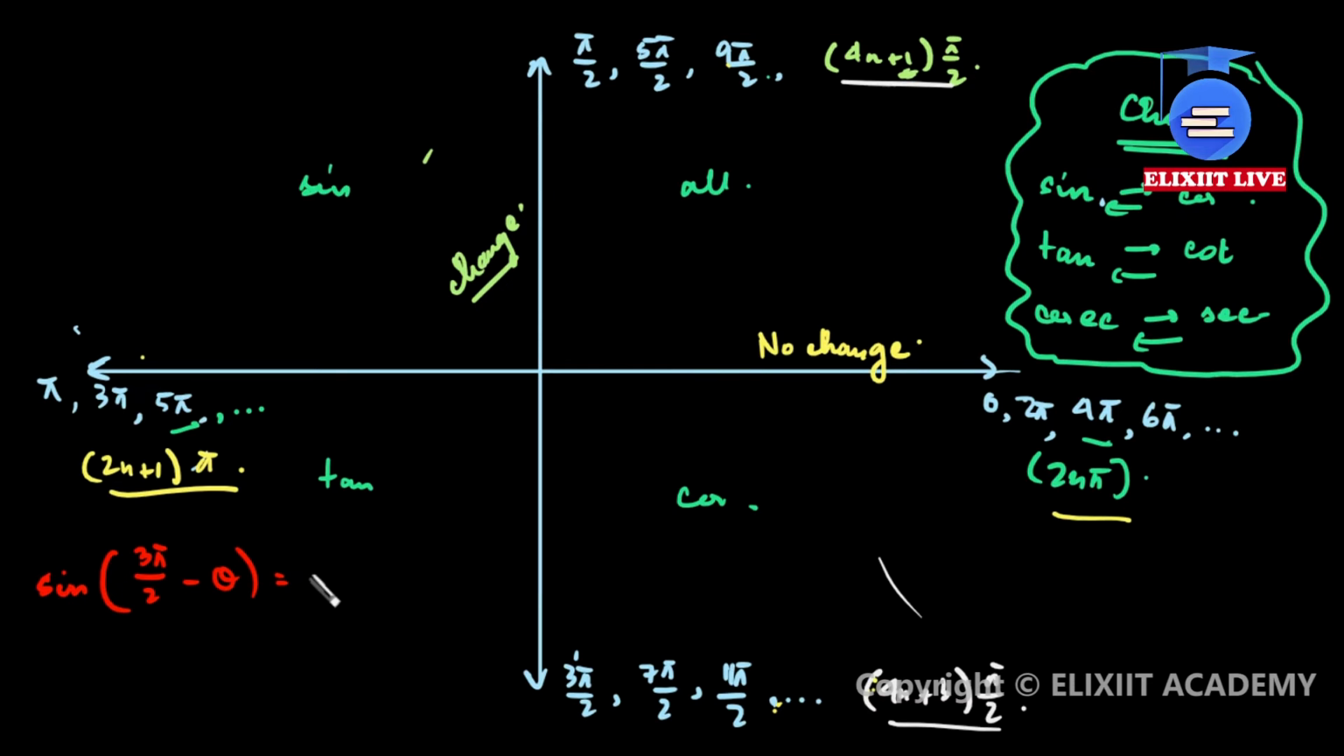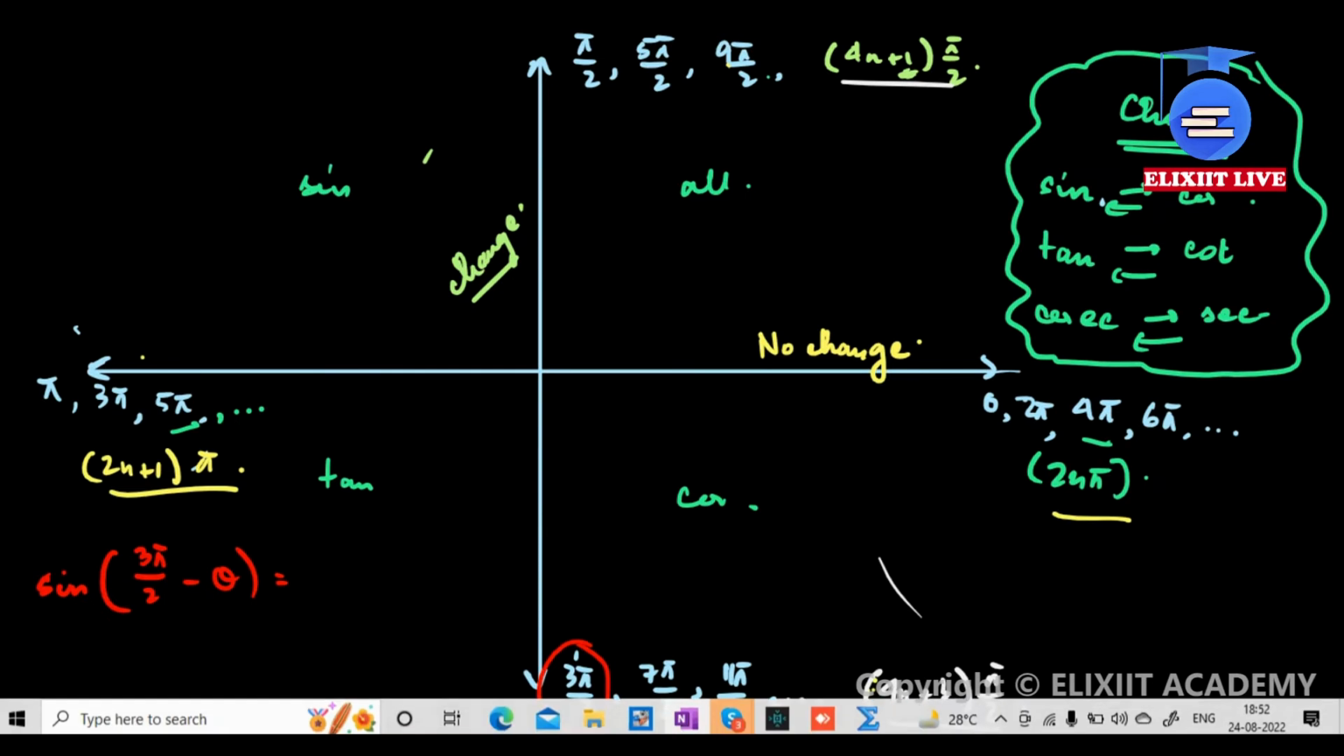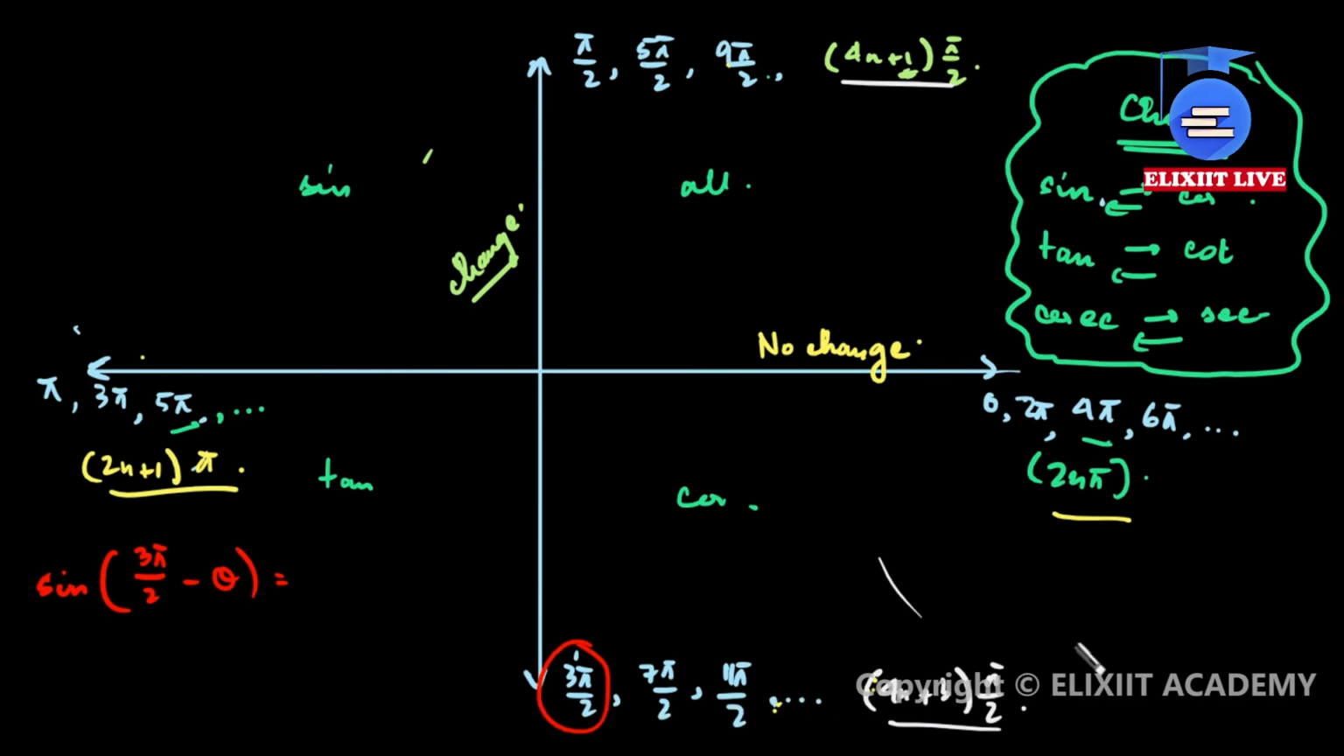First of all, you have 3 pi by 2. 3 pi by 2 is a simple angle; it will come over here on the y-axis. Basically, 3 pi by 2 is of the form 4n plus 3 pi by 2. So first look at the angle 3 pi by 2. Then 3 pi by 2 minus theta will lie somewhere over here, in the third quadrant. Clear?